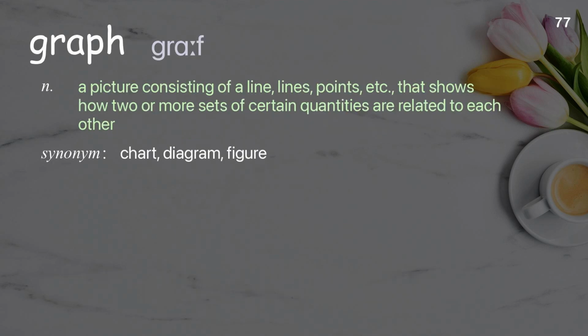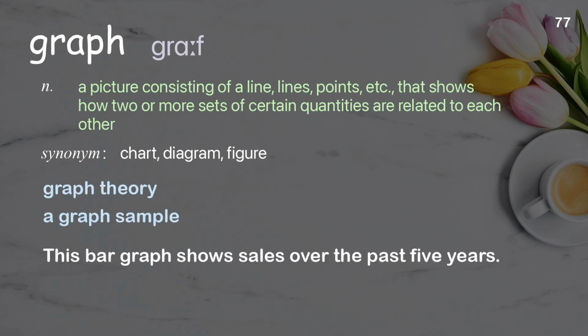Graph. A picture consisting of a line, lines, points, etc., that shows how two or more sets of certain quantities are related to each other. Examples: Graph theory. A graph sample. This bar graph shows sales over the past 5 years.